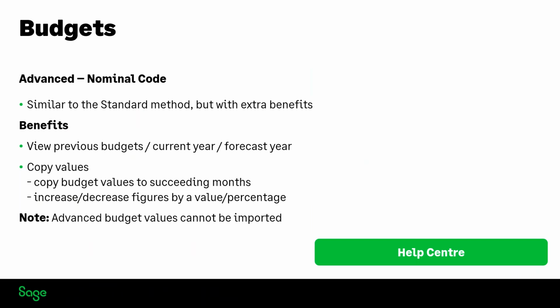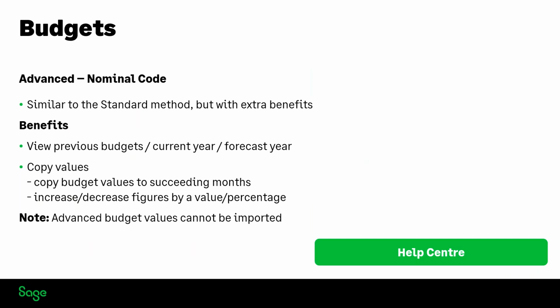So you can obviously view previous years' budgets. I think off the top of my head, it's up to the previous 5 years, the current year, and a forecast year. The forecast year is one of the big advantages of being on one of the advanced methods. It means that you can have your current year's budgets, but if you need to change those budgets for what will be your new financial year, you can do that in the forecast year.